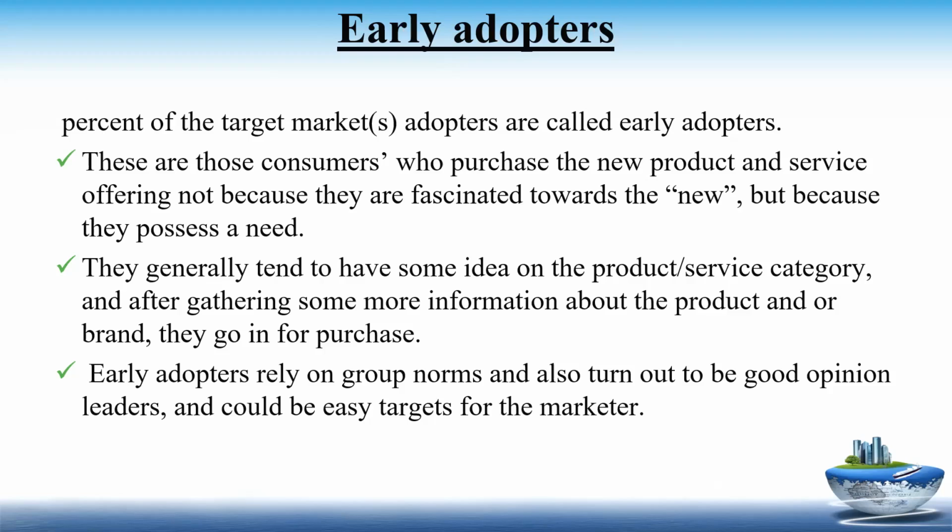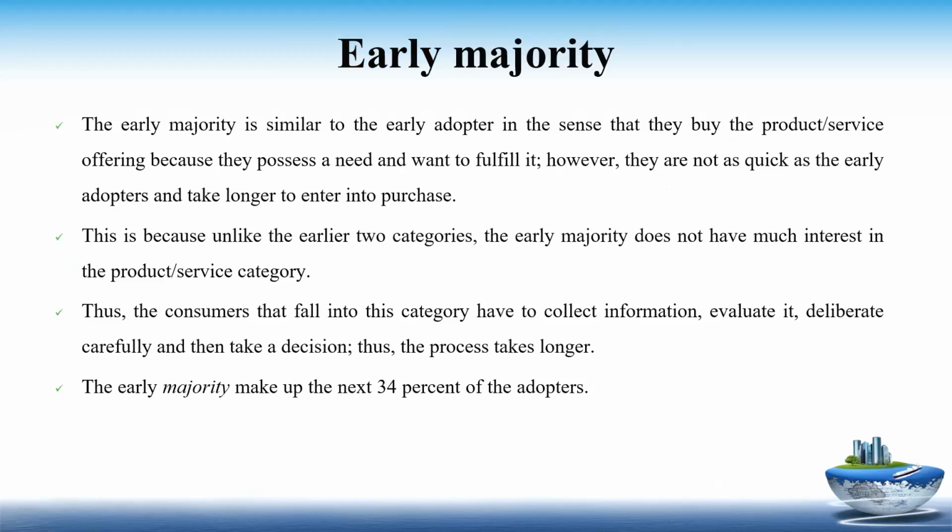They tend to watch the innovators, and as soon as it appears that they have adopted the product, they too become adopters. They are not the first movers. They just wait for the innovators to try that particular product. After their reviews, they go to the market to purchase that product. They rely on group norms and also turn out to be good opinion leaders, and could easily be targeted by marketers.